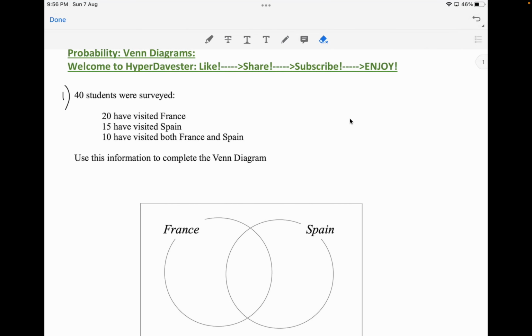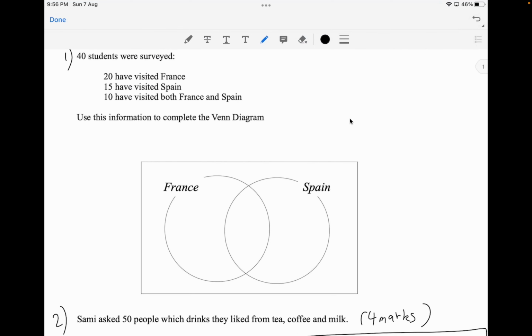Right, so now the first question states that 40 students were surveyed, 20 have visited France, 15 have visited Spain, 10 have visited both France and Spain. Now you're going to use this information to complete the Venn diagram. So now you have 2 circles, now you have a big rectangular box. This is how a proper Venn diagram looks like with a box.